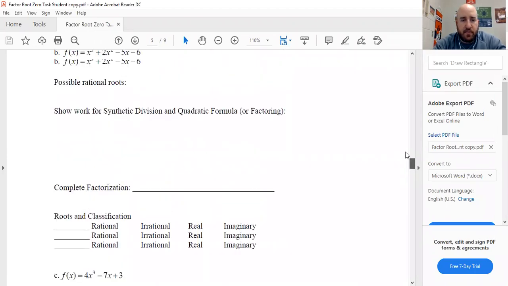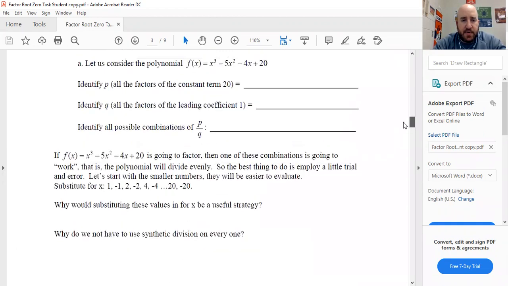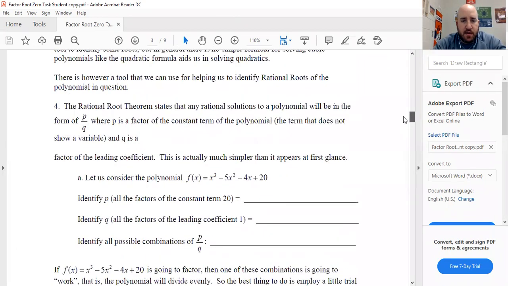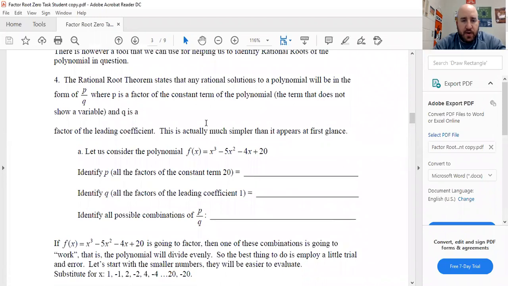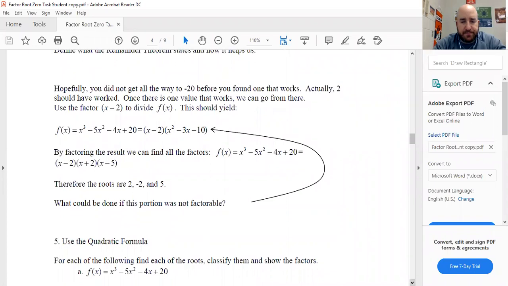We'll just quickly remind y'all, if you're watching this right after the last video, the last thing we did in the last video was the rational root theorem, and we did it with this polynomial: x cubed minus 5x squared minus 4x plus 20. That's actually the polynomial that we're going to start with down here.